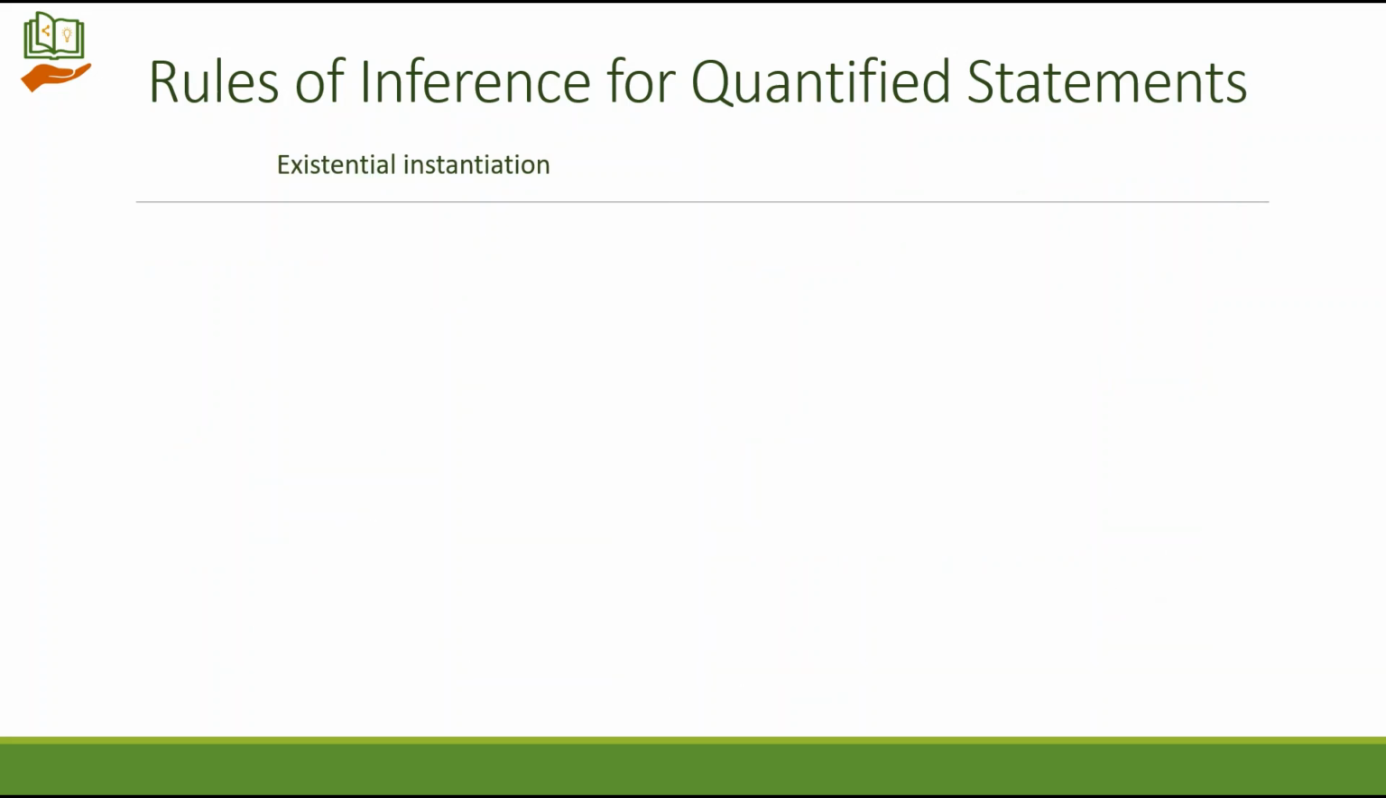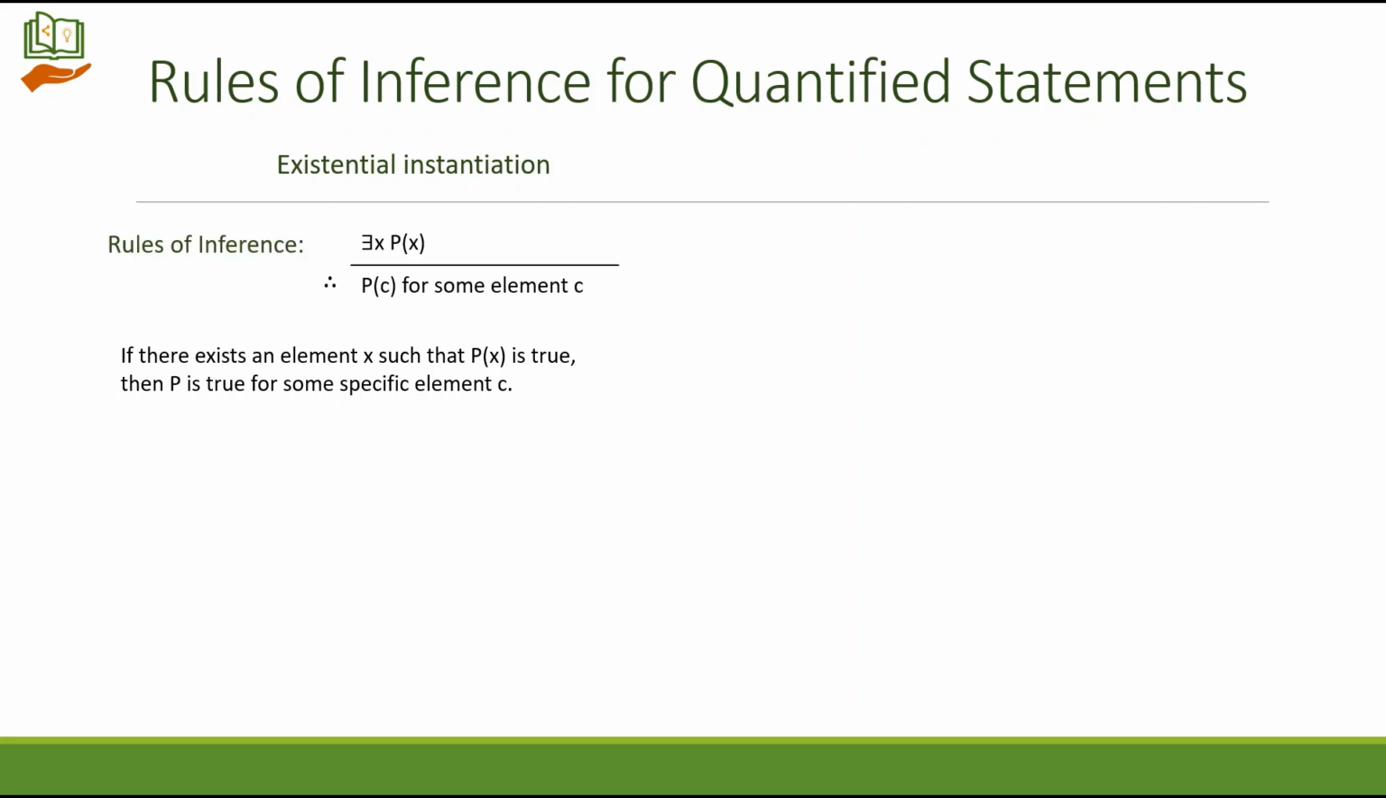The next set of rules will apply to the existential quantifier. So we will start with existential instantiation. If there exists an element X such that P of X is true, then P is true for some specific element C. Earlier we applied it to all cases in universal quantification. Here we are applying it to existential quantification. Let's see the rule of inference. There exists a value for which P of X is true.